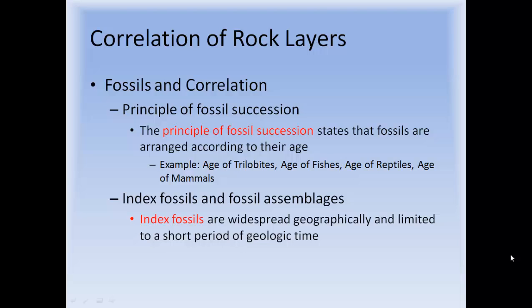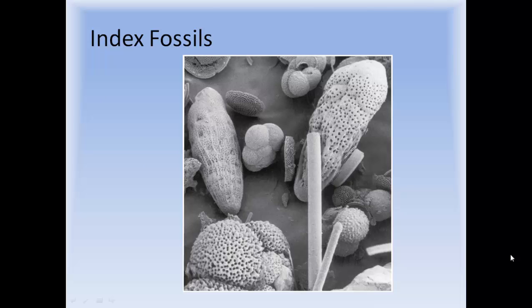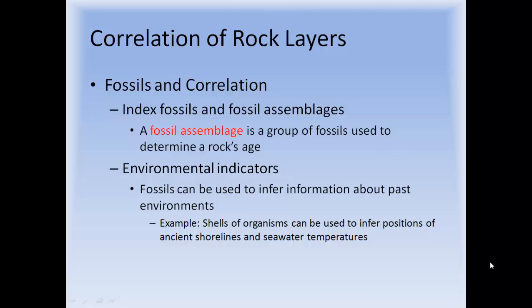Principle of fossil succession. The principle of fossil succession states that fossils are arranged according to their age. So there may be fossils from the age of trilobites, the age of fishes, the age of reptiles, or the age of mammals. Index fossils and fossil assemblages. Index fossils are widespread geographically and limited to a short period of geologic time. Here are some index fossils. A fossil assemblage is a group of fossils used to determine a rock's age.